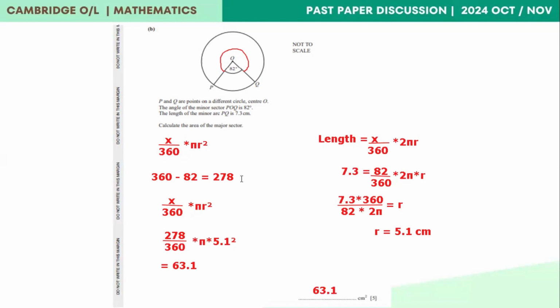So quick recap. To find the area of the sector, you can use x over 360 into pi r squared. And to find the length of an arc, you can use x over 360 into 2 pi r. So be familiar with when they are talking about the major sector or the minor sector. The minor sector means the one with the smaller angle, and major sector means the one with the bigger angle. So let's move on to the next question.